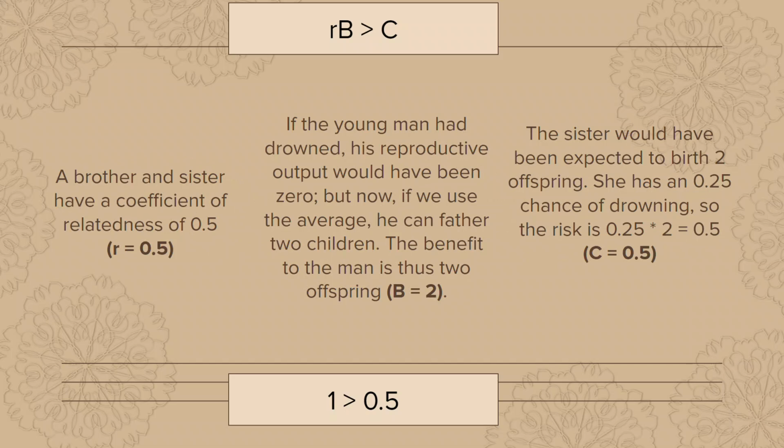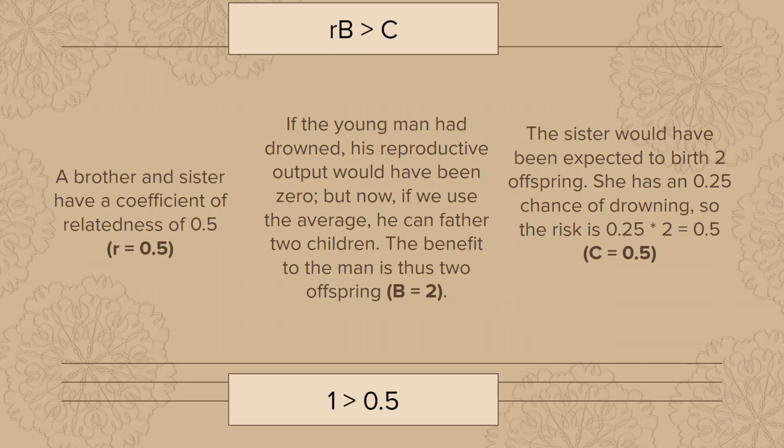Well, let's look at our good friend, Hamilton's rule. rB is greater than C. Now, let's break this down individually. What's r? Well, that's easy. A brother and sister have a coefficient of relatedness of 0.5. We discussed this earlier, and so that means that r is 0.5. Simple enough. B, we have to look at the benefit.